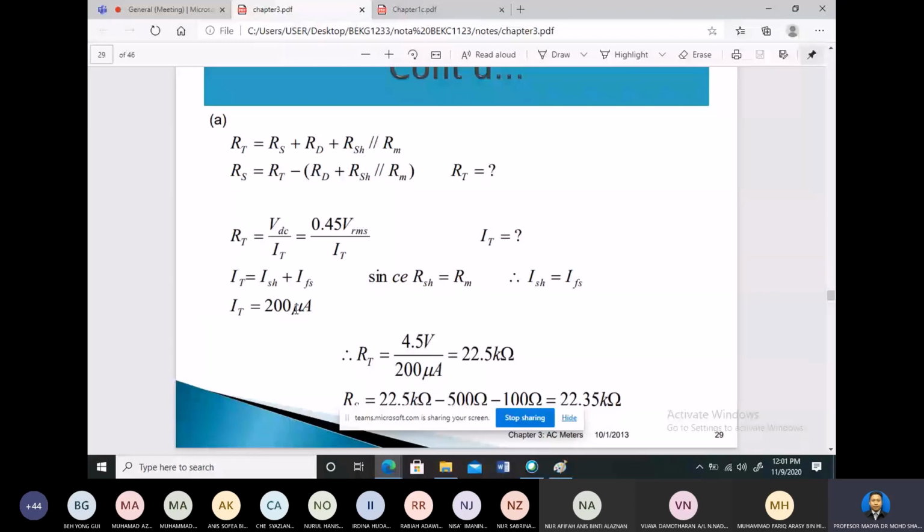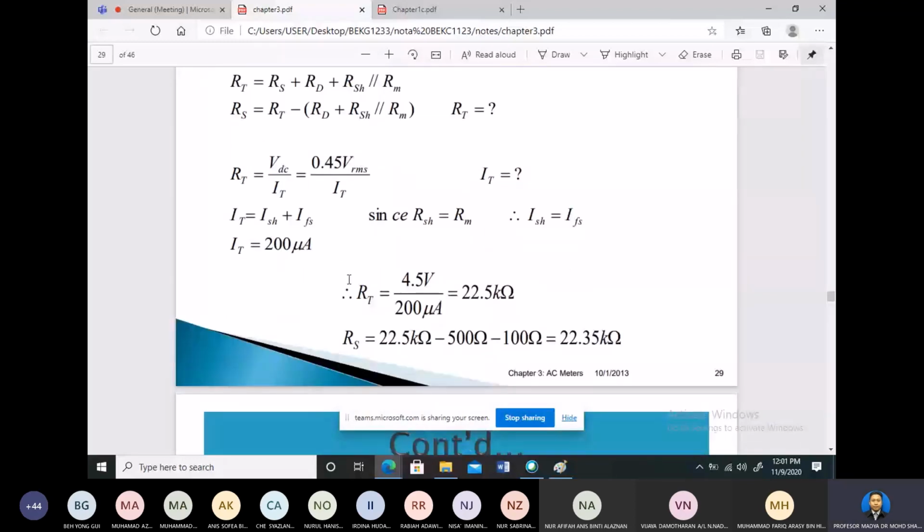Then substitute into this formula. You can get RT equals 4.5 volt divided by 200 microampere. So RT equals 22.5 kilo ohms.